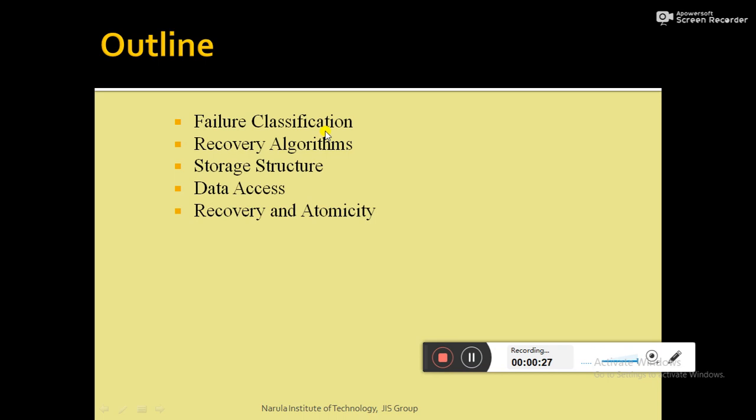First, I will discuss different types of failure that we may observe in any system. Then I will discuss recovery algorithms, though the details of the recovery algorithms are going to be covered in the next lecture. Then I will give an idea of storage structure. Then I will discuss in detail how the database data items are accessed by the transaction. Then I will discuss recovery and atomicity.